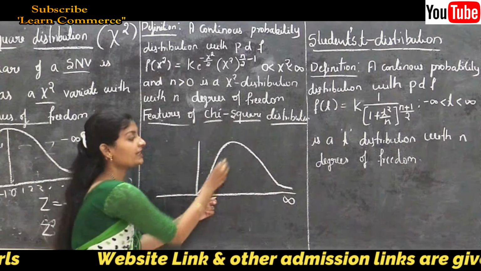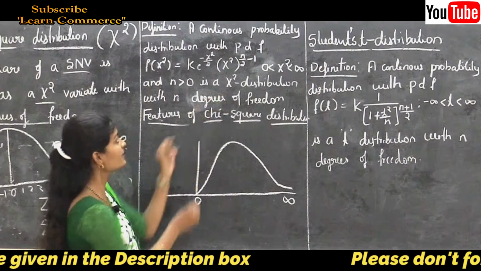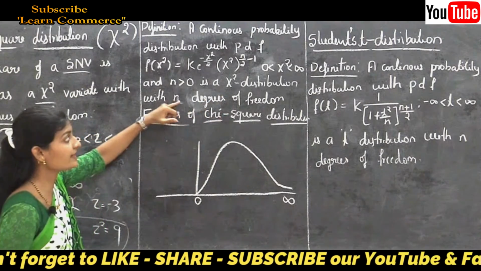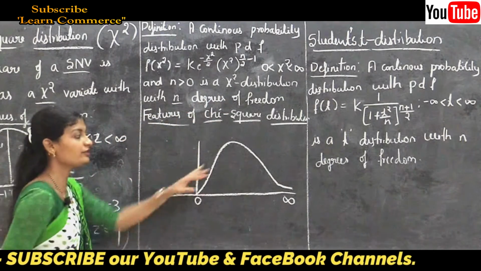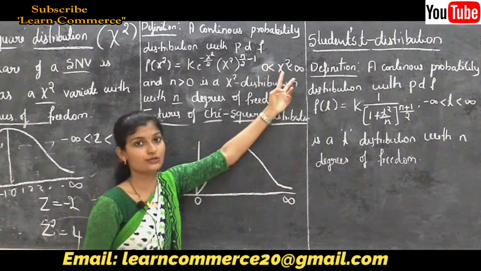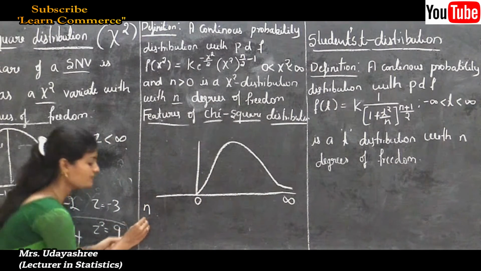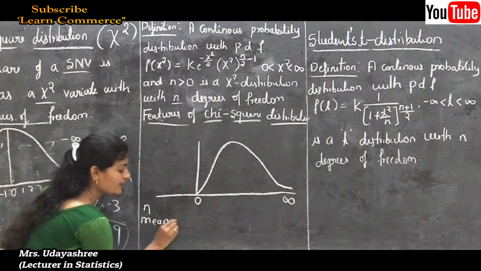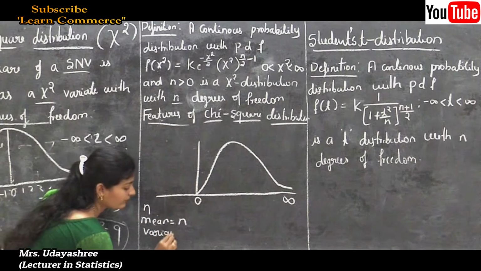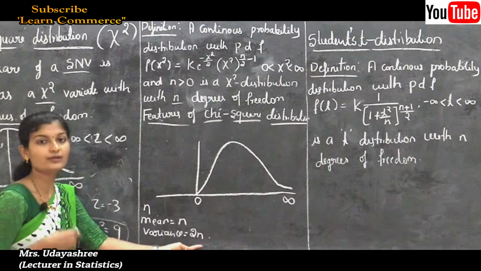And the total area under the chi-square curve is 1, and see here n is there. Here n is always positive and it is n degrees of freedom. In the sense, the parameter of chi-square distribution is n, and we know that the range of chi-square distribution is 0 to infinity. Here the parameter is n, what is the mean? Here the mean is also n. Okay, if the mean is n, then what is the variance? Variance is 2n.